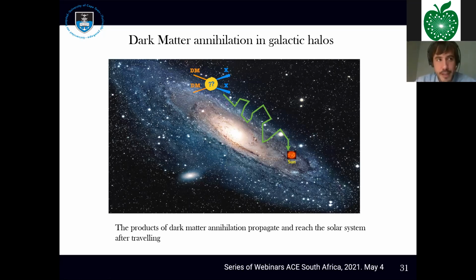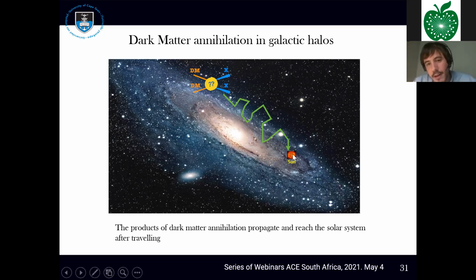When I say other particles, I mean Standard Model particles. So they are particles we can observe. So in that annihilation, we pass from the dark sector to the visible sector. Dark matter annihilates to give, as I told you again, radiation or electrons, positrons, protons, antiprotons, neutrinos, things we can detect. Okay, good. So the products of dark matter annihilation propagate and reach the solar system after traveling.